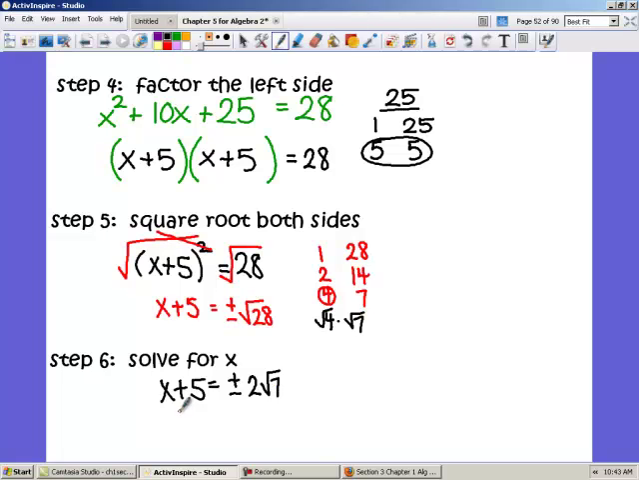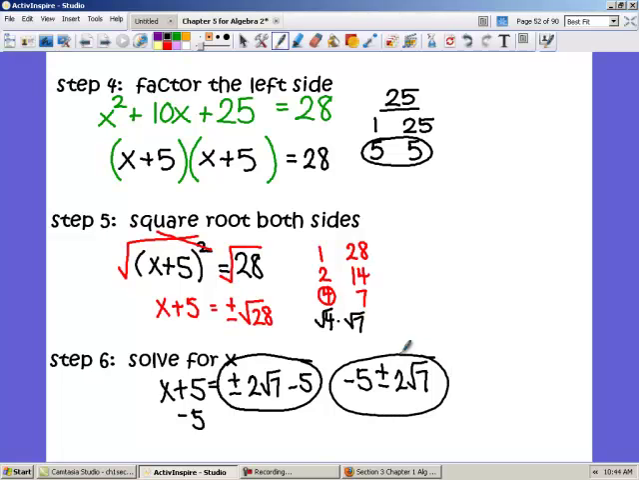The last step to do is just subtract the 5. So our answer can be plus or minus 2 square root of 7 minus 5. Or, like I said, you can rewrite this another way. You could write negative 5 plus or minus 2 square root of 7. So there's 2 answers, negative 5 plus this decimal and negative 5 minus this decimal. If I asked for decimal numbers, you would actually have to calculate this out. If I asked just for a simple radical, this would be the correct way to write it.